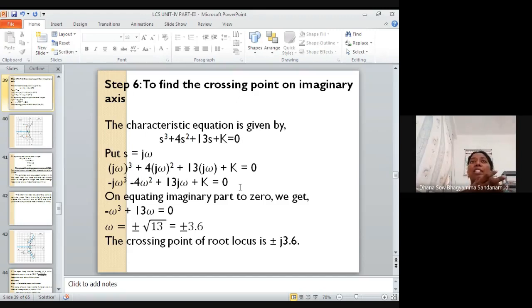Equate the imaginary part to 0. What is the imaginary part here? Minus j omega cube and plus 13 j omega are the imaginary parts. So I have taken minus omega cube plus 13 omega and equated it to 0. No need to write that j; even if you write it, it doesn't matter. Simplify it further, you will get omega equal to plus or minus 3.6. If you want, you can also write the j value.